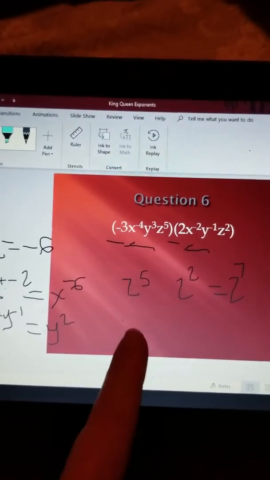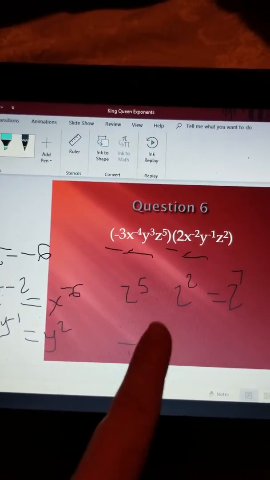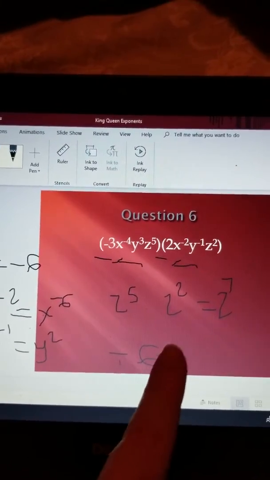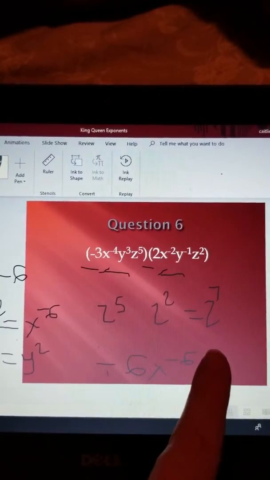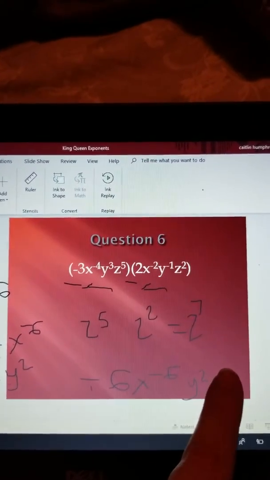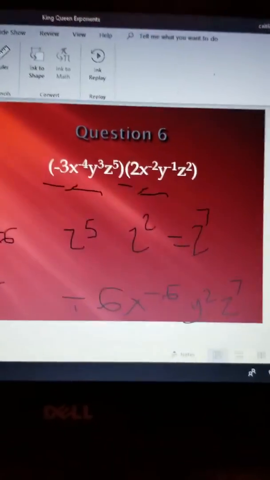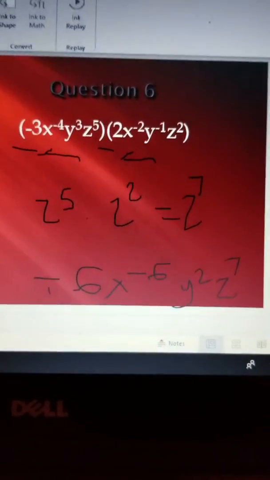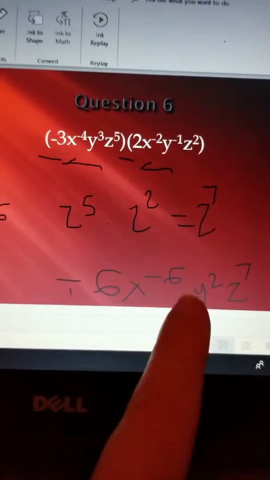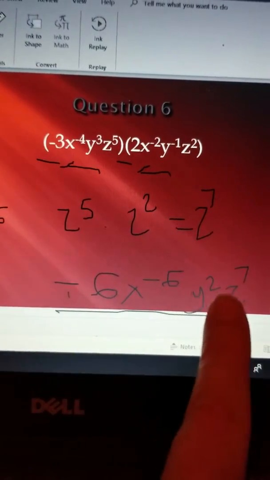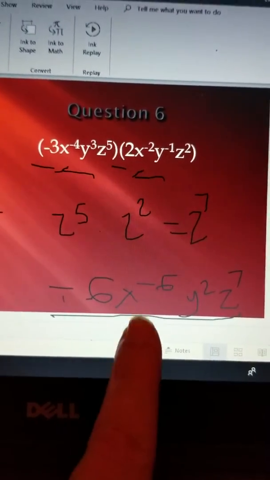So let's rewrite our equation here. We have -6 x to the -6, y squared, and z to the 7th. Now, we know we can't be done yet because there is a negative exponent right there. So what we need to do is switch his team. So I'm just going to move him down here.